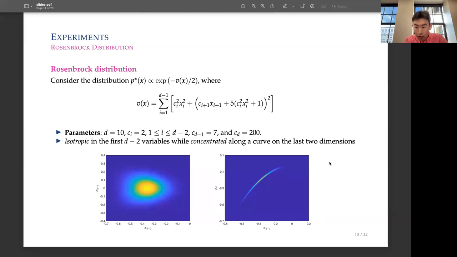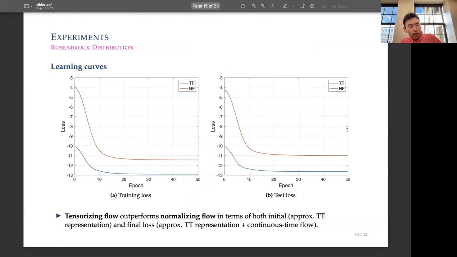So this experiment is used to test whether tensorizing flow is able to capture singularities. The results are quite satisfactory. The tensorizing flow here is basically the algorithm that I mentioned before. And the benchmark normalizing flow here adopts the same architecture of the continuous time flow model that we use in the tensorizing flow, as a fair comparison.